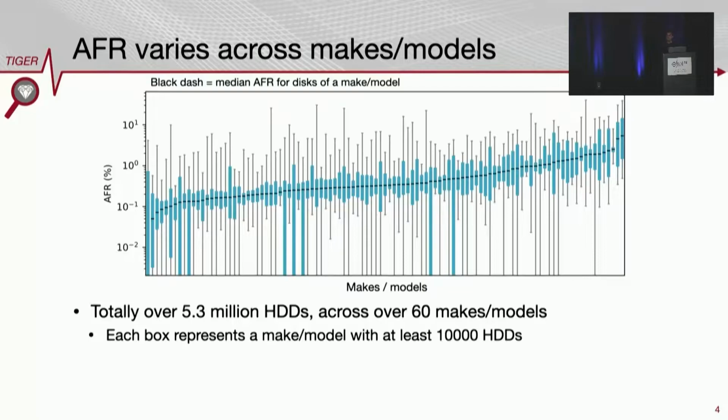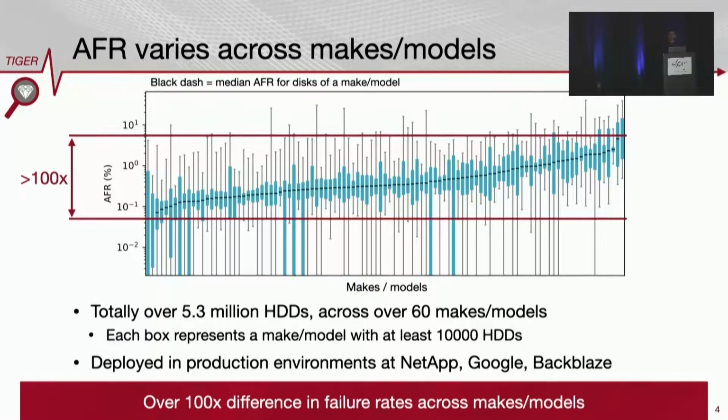So our previous analysis has shown that AFR varies heavily across different makes and models. So we saw over 5.3 million disks that were deployed in production environments at NetApp, Google, and Backblaze. And there was over 100x difference between the weakest and the strongest disk. So each box here represents disks belonging to a single make model, at least 10,000 of them. Okay. And on the y-axis, you have AFR plotted on log scale.